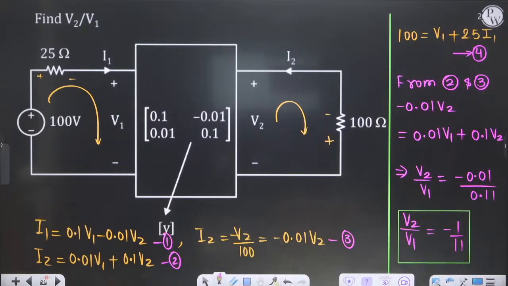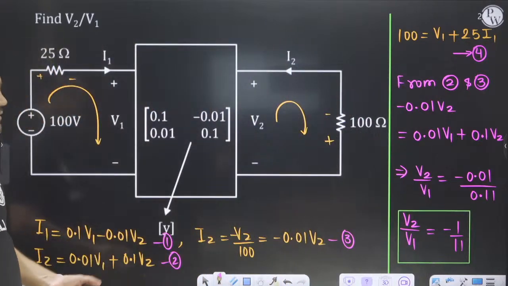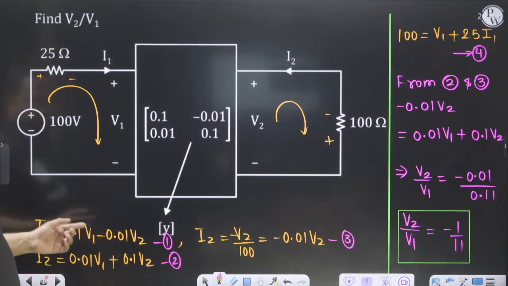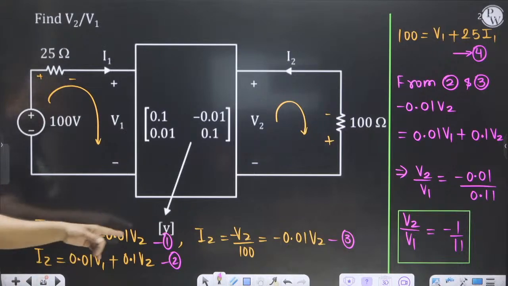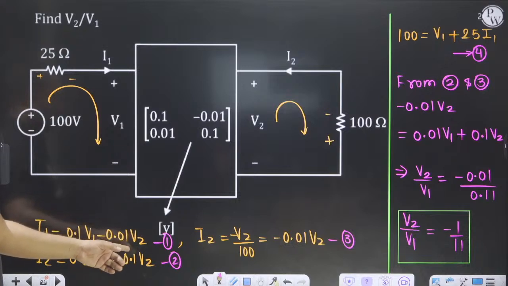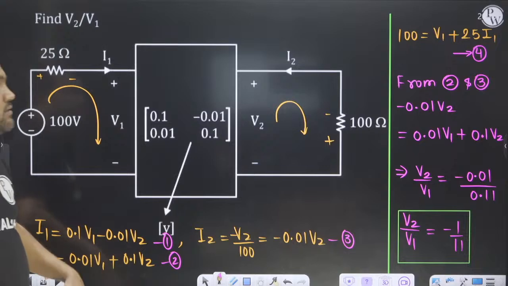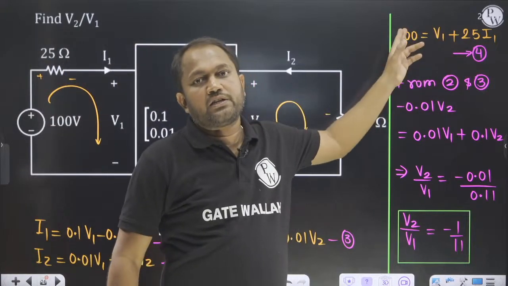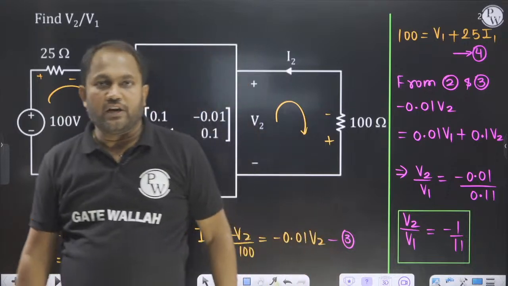So we have studied many things. You can also solve this question. There are 4 equations and 4 unknowns, so you can find any unknown. What you will do is put V2 in terms of V1, so V2 will be minus V1 by 11. Then you will get the V1 and I1 relation, and solving it, you will get the values of V1 and I1.